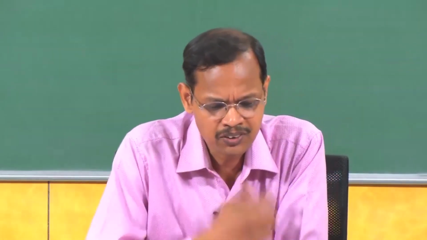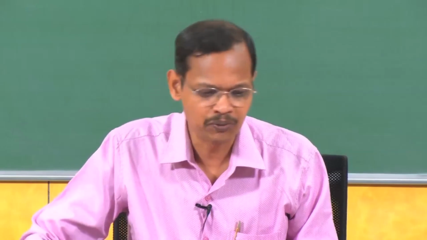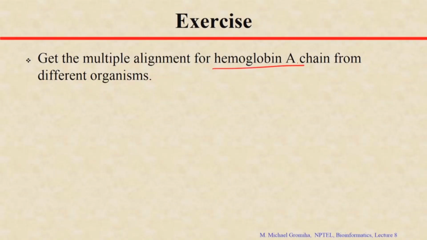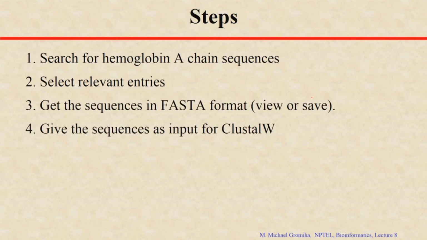So, now I have a question: how to get the multiple sequence alignment for hemoglobin A chain from different organisms? How to do this? We can get the hemoglobin A chain sequence, and we can do BLAST, and from BLAST we can obtain the different sequences. First we get the sequence of hemoglobin A. Where shall we get the hemoglobin A chain sequence? UniProt, right. First you go to UniProt, check with hemoglobin A, and you will get a list of sequences. Then what to do? You have to identify relevant entries.